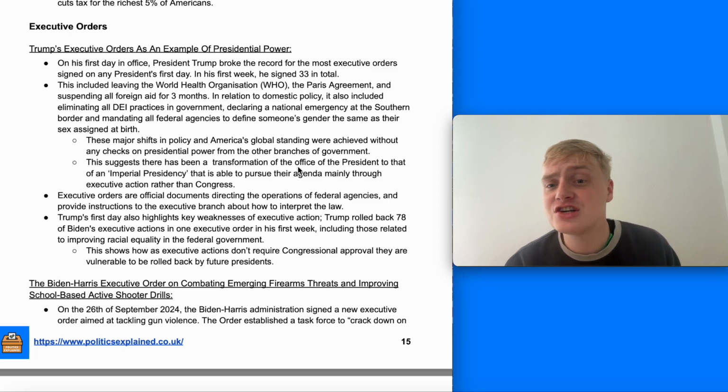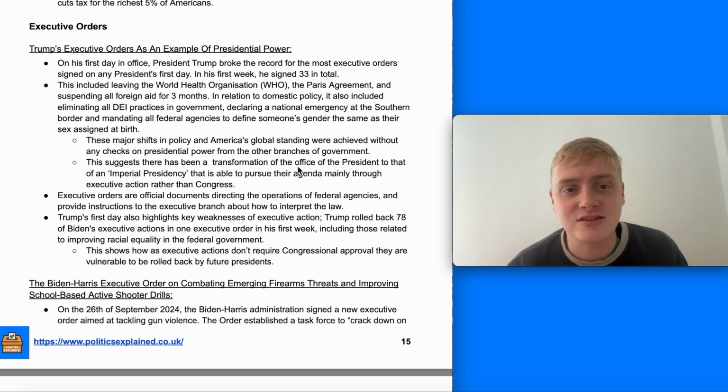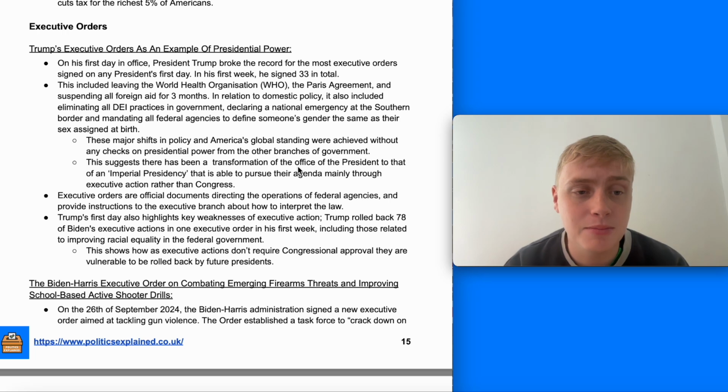These major shifts in US policy, both foreign and domestic, were achieved without any checks on presidential power from the other branches of government. And this suggests that there's been a transformation of the office of the president to an imperial presidency, you could say, that's able to pursue their agenda mainly through executive action rather than Congress. And of course, executive orders are a really key part of that.